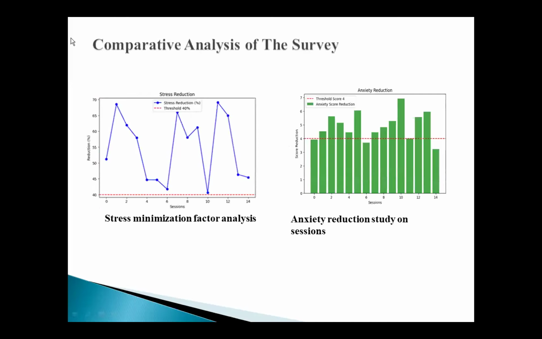Then this is the comparative analysis of the survey, the stress minimization factor analysis. As shown in the diagram, the red dotted line shows the clinical settings threshold, which is 40. But after applying music therapy over several sessions, it can be improved up to 55%. Now anxiety reduction: the clinical setting threshold is set at 4 points, and after applying music therapy session by session, it improves up to 5.2.